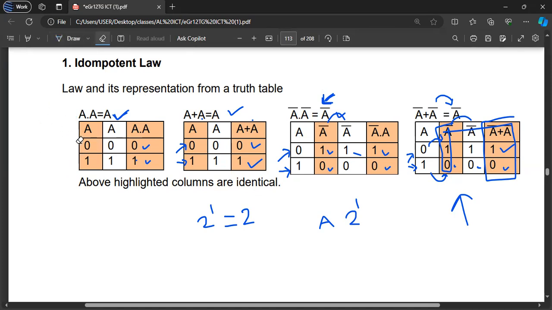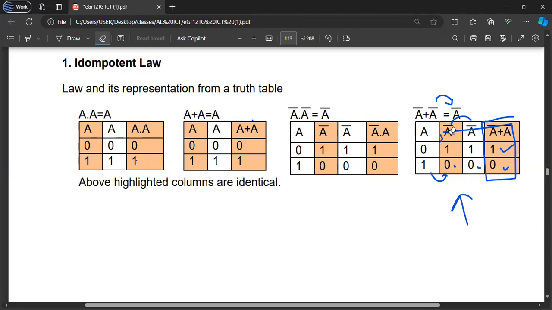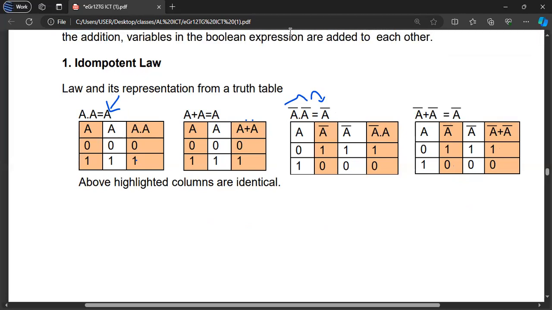So when it comes to the idempotent law, how can you simply remember this? If you add or multiply two same letters, you can write only one letter. For example, A dot A, both are the same letters, so you can write only one of them, only A. That is one of the shortcut ways to remember this. Now A bar dot A bar, both are the same, so you can write one of them, A bar, right? This is one of the shortcut methods to remember the idempotent law. And we have proved this using our truth table, right?